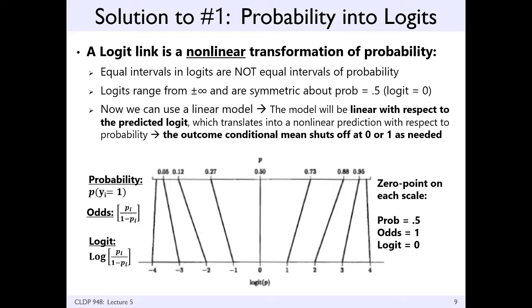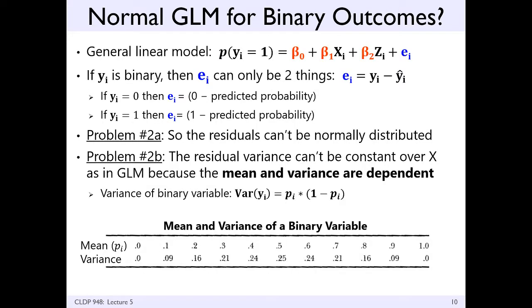The order of operations is the tricky part. What you end up doing is taking the predicted logit from the model and then back translating that prediction. So the model linearly predicts differences in the logit as a function of your predictors. You then take those predictions and unlogit them back into probability. So that's problem number 1 solved. The link function makes our slopes nonlinear, makes them shut off like they're supposed to in predicting a 0 or a 1. Problem number 2 is the variance.